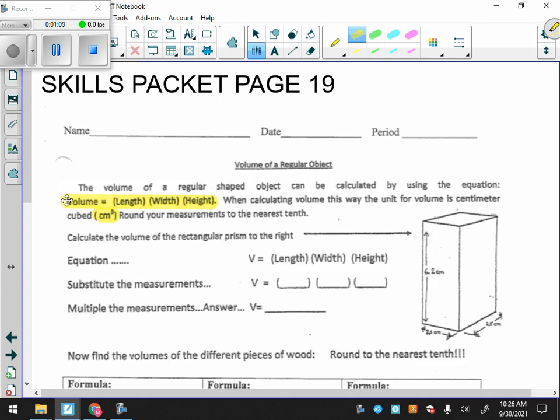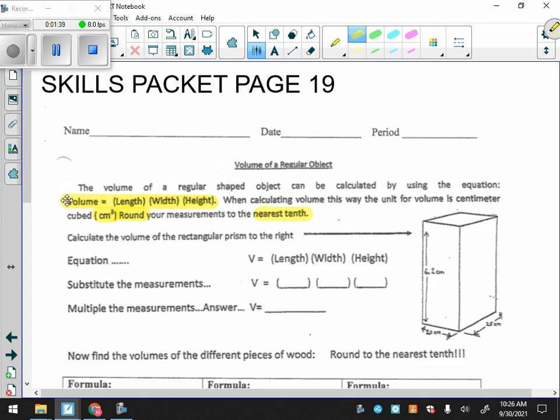Centimeters cubed. And every time you write a number, you have to make sure you round your measurement to the nearest tenth, because my instruments only measure to the tenth. So I can't extrapolate those other numbers because I don't even know what they are. So I have to round to the nearest tenth. What are we highlighting here? Exactly. Round nearest tenth.